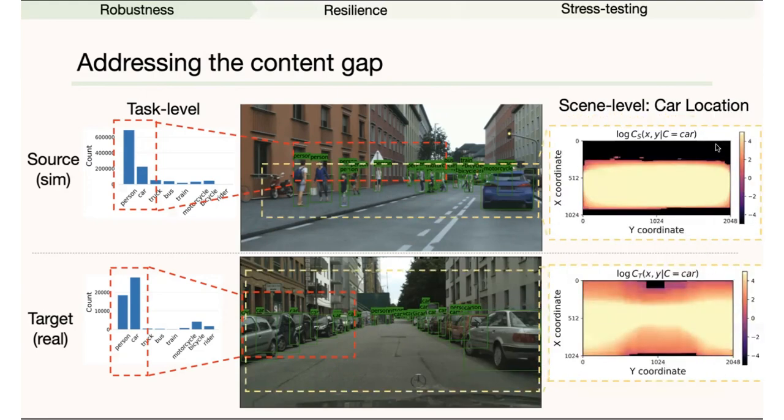And you can do the same thing for car location. So in simulation, you have cars showing up in only this constrained region of the image. So we're looking at a spatial heat map here. And in the real data set, it's a lot more diverse. So cars show up all over the image.